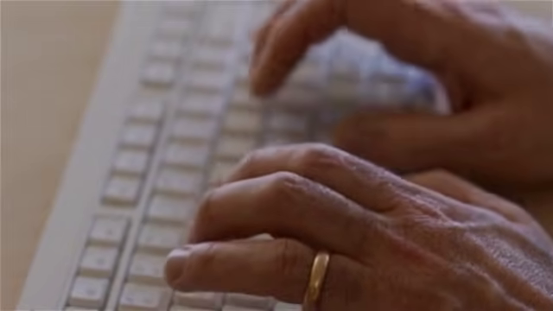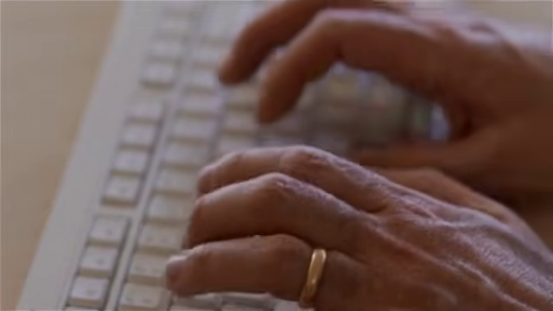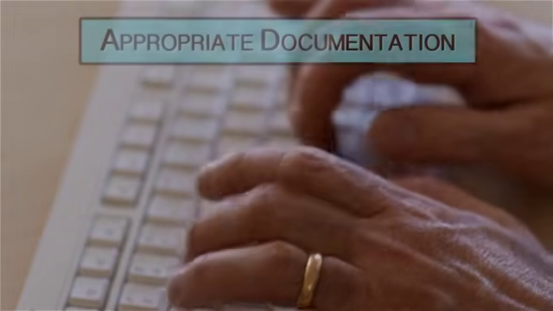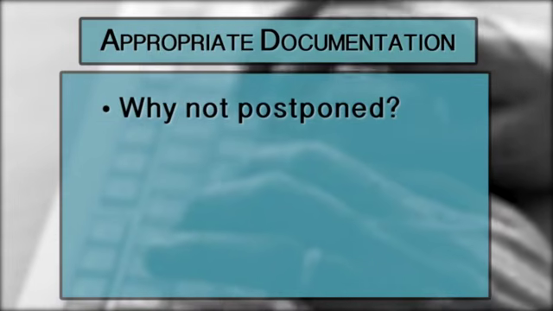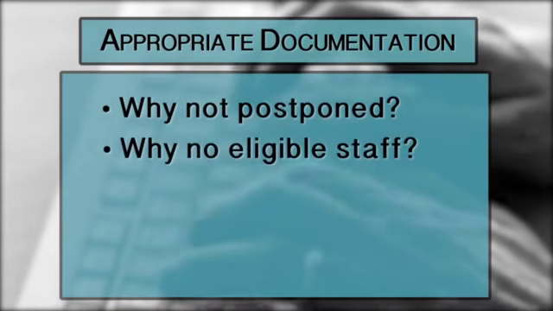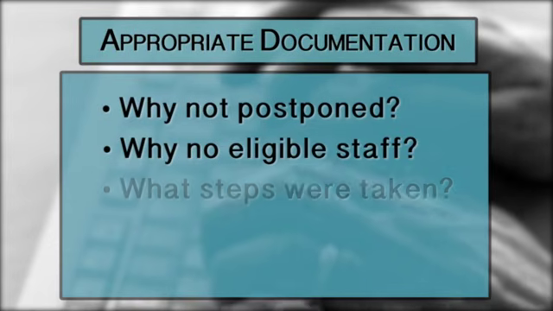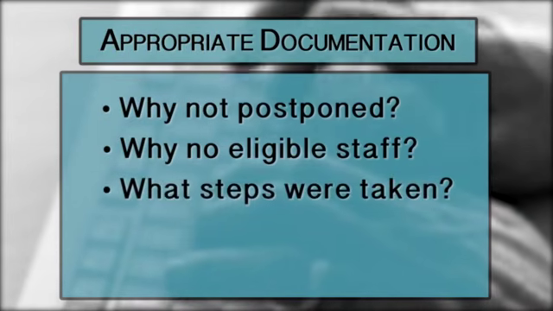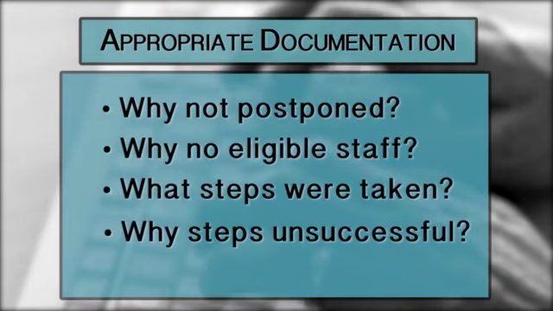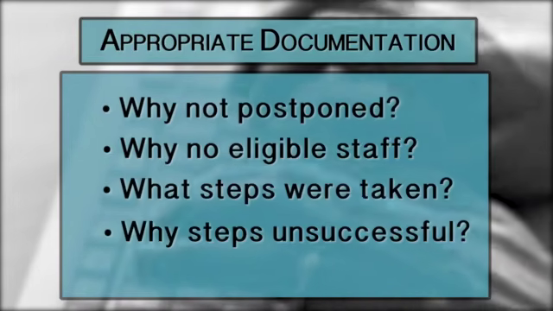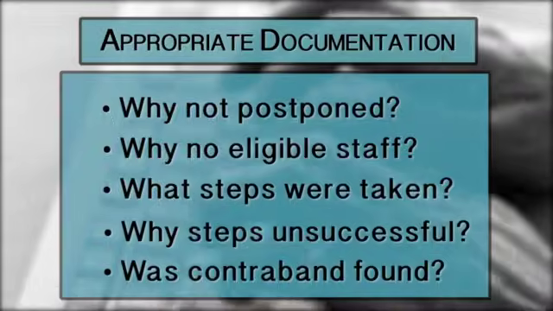PREA requires that cross-gender PAT searches of all juvenile residents and cross-gender PAT searches of female inmates be documented after completion. Appropriate documentation may include why the search could not be postponed until later, why an eligible staff was not available to conduct the search, what steps were taken to attempt to get a same-gender staff to the facility, why the steps taken were not successful in getting a same-gender staff to the facility to do the search, and was any contraband found. This concludes the section of the video that covers cross-gender PAT searches.